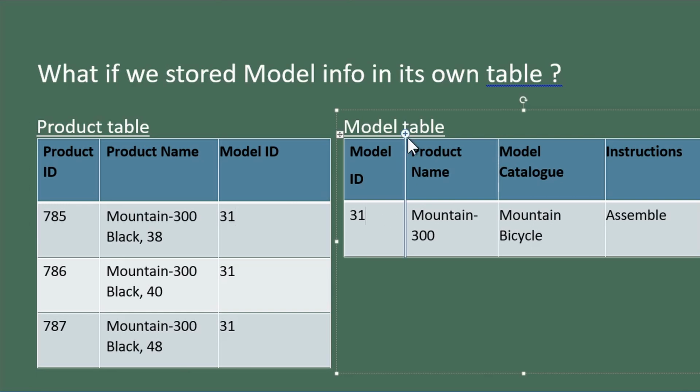With that arrangement of the model data normalized, is the word, into its own table and joined by a key there and a foreign key there, we can say with absolute certainty that if we want to query the product table for all Mountain 300 models, all we've got to do is go select star from product table where model ID equals 31, and we know absolutely that these guys we select will have a product name of that and a model catalog of that.